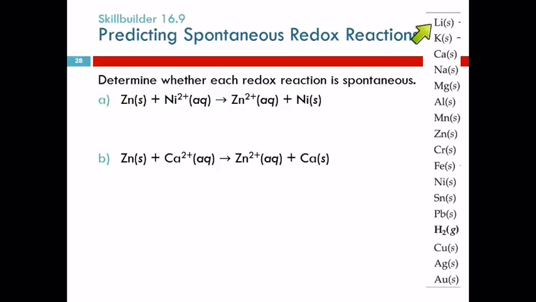So here's the partial list. Okay, so what we're going to do is we're going to look for the metal, and here's the ion. If the metal is above the ion, he's going to take the girl. So in this list, zinc is higher than nickel. I can't even find them in this stupid list.